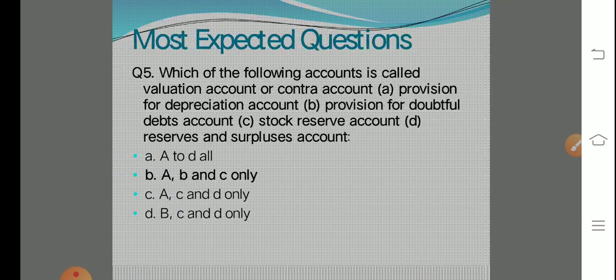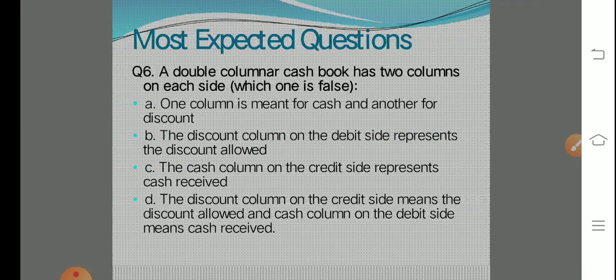And reserve and surplus account is a different type of account. Let's move to the next question. Question number 6. A double column cash book has two columns on each side. Which one is false? So you have to give the answer that which statement is false.